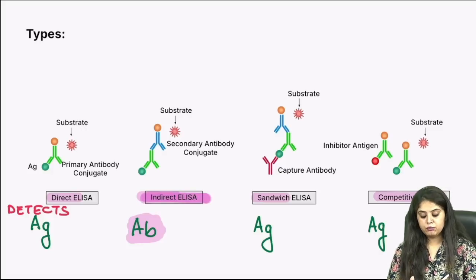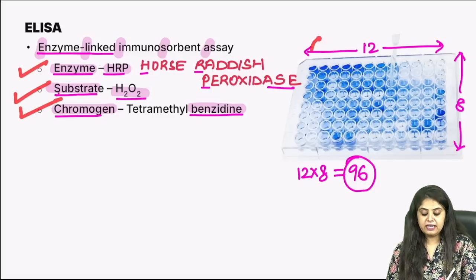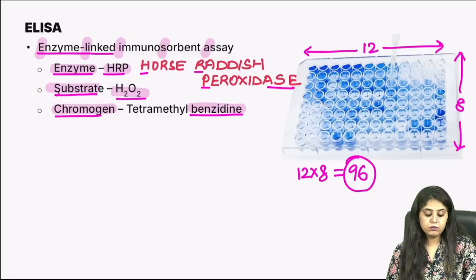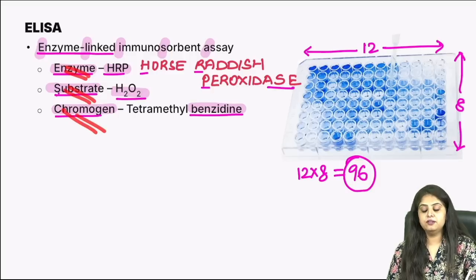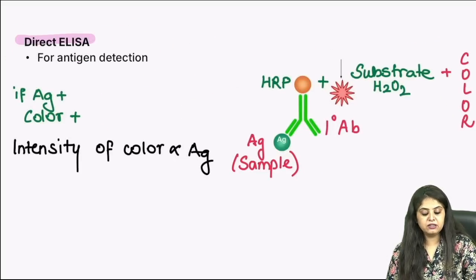So now just know that whatever type of ELISA I will do, these are the 3 things I will have to add. Only then will I get this color in the end. I will have to add an enzyme, a substrate, and a color. So let me start with direct ELISA. What am I trying to do it for? Everything is for antigen.